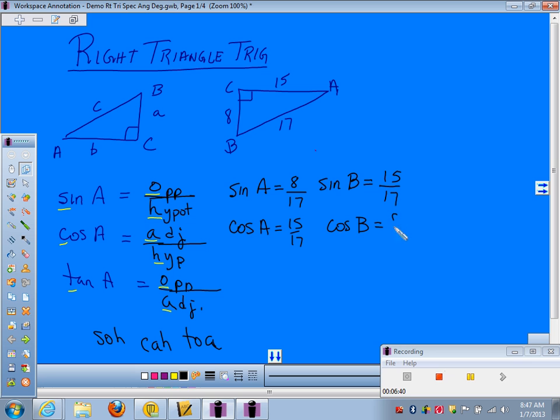8 over 17. Okay, anybody notice something strange about those answers we just got? Yeah, they're switched around. Sine of angle A and cosine of angle B are the same value. They both got 8 over 17. Cosine of A and sine of B are both the same value. What do we know about the measures of angle A and B?